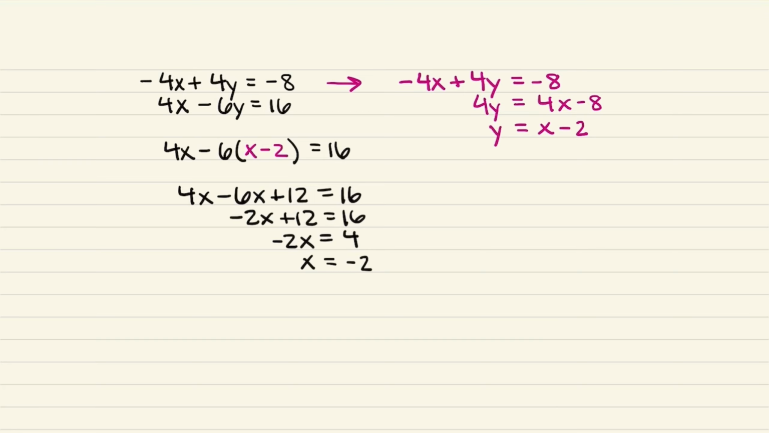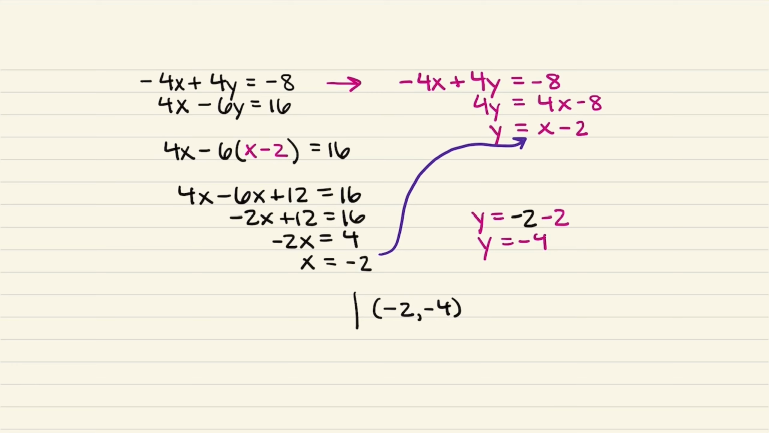Now we take our negative 2 and plug it into the x. Y equals negative 2 minus 2. So y equals negative 4. And that is our final answer. Negative 2, negative 4. And that is solving systems of two equations using substitution.